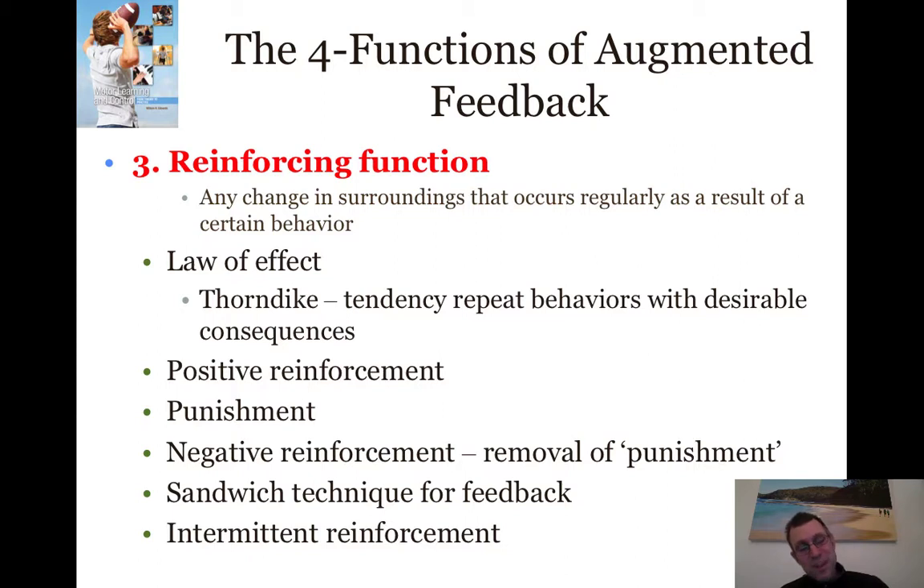A strategy to maximize this reinforcing function is to sandwich these techniques. And the idea is to provide some positive reinforcement, then either a punishment or some sort of negative feedback, and then sandwich it with another positive reinforcement. So, hey, that was fantastic. You just did something great. And then, work on this. And then the next one is, oh, that was great. And so it's sort of this sandwich effect.